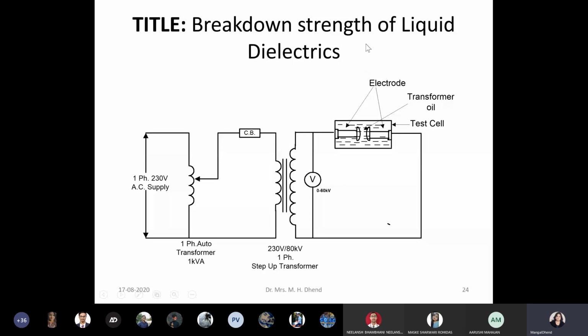By that time, you just write down what is meant by breakdown voltage and what is meant by breakdown strength. We will continue in the next lecture with these two definitions. You should be able to tell me the first definition and then we will discuss.